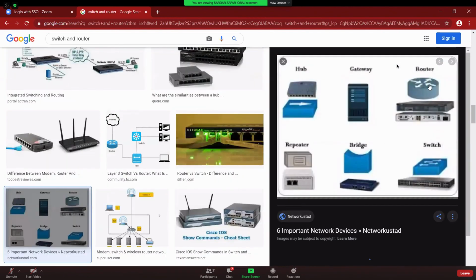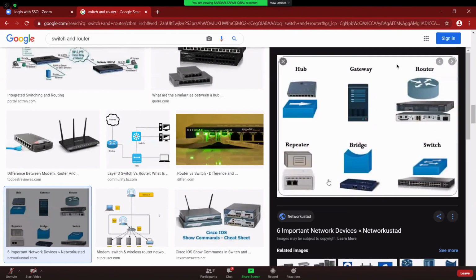I think this will give you the idea. You can see the bridge here. You can see the switch. You can see the router. So you can see the back side of the devices. They have different ports. So in router and switch, they have different ports. Okay.